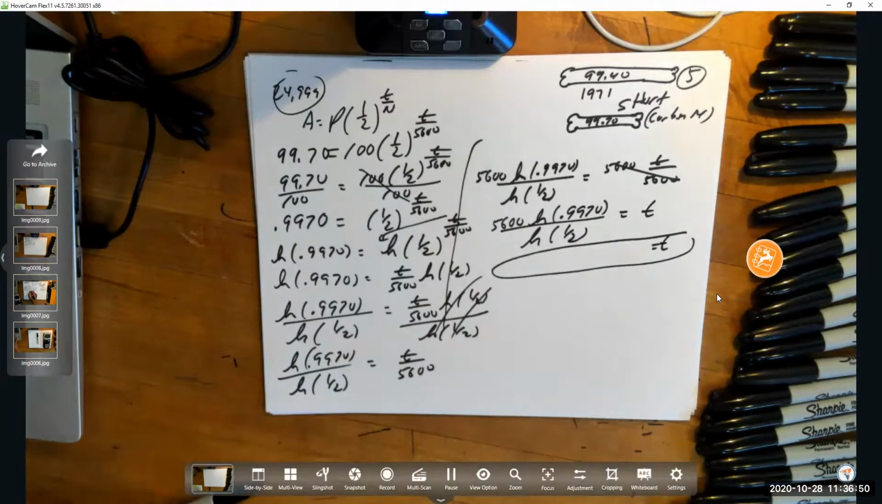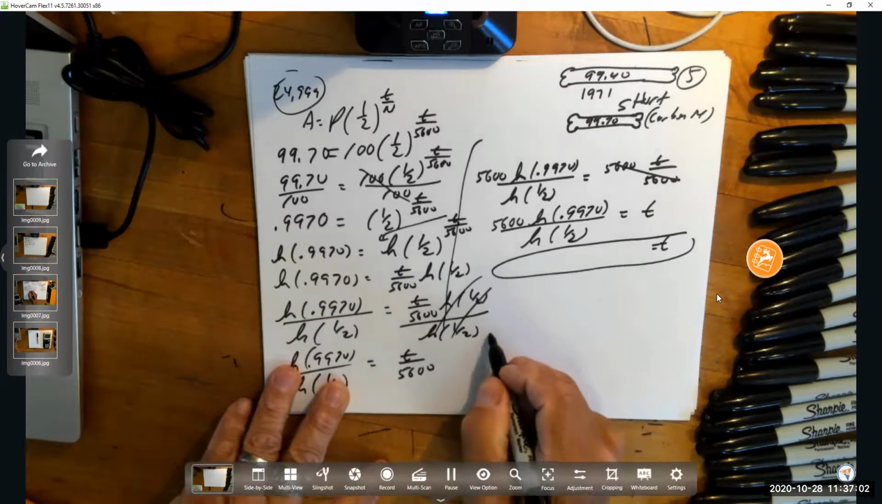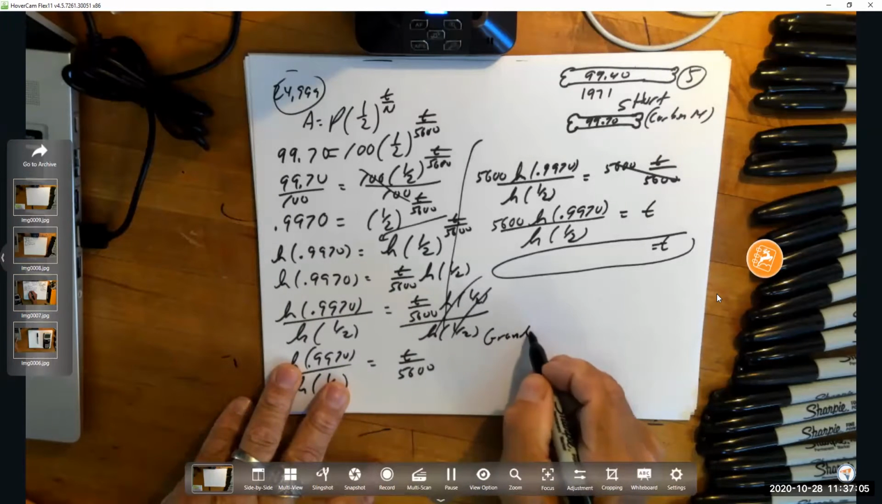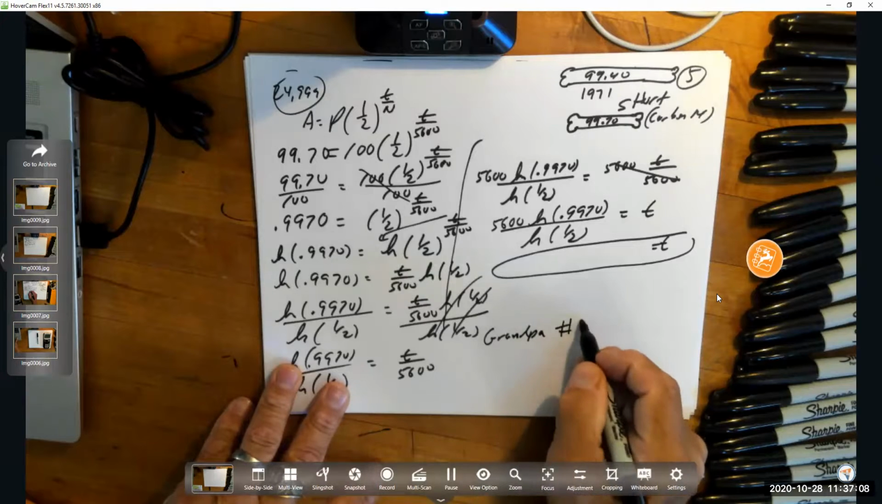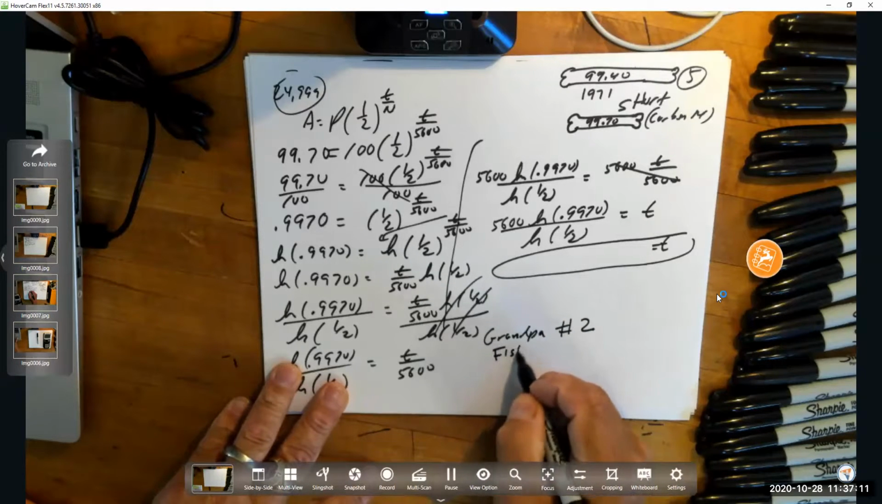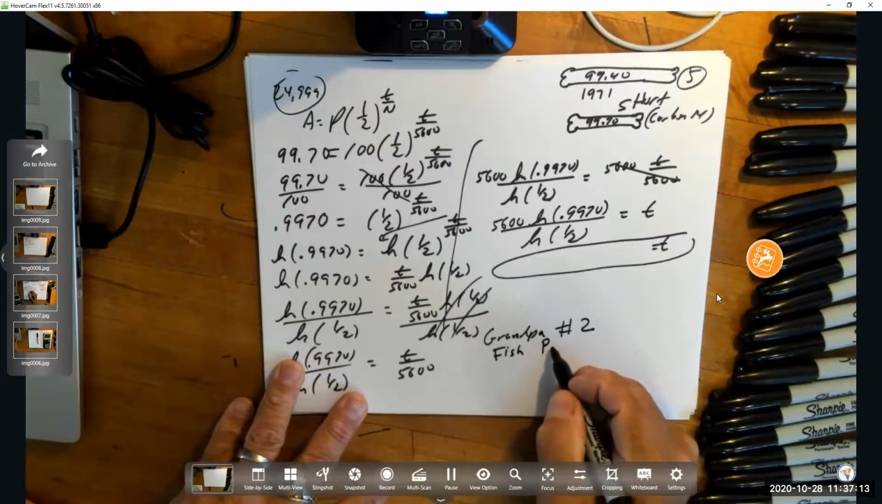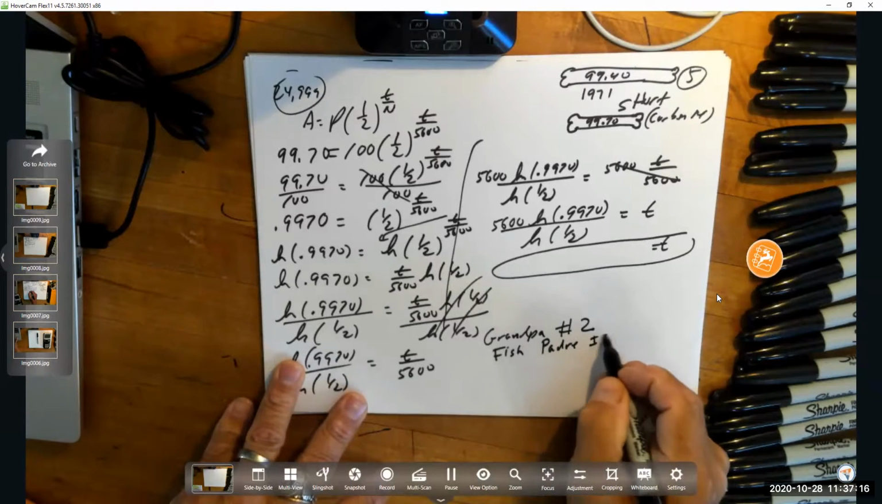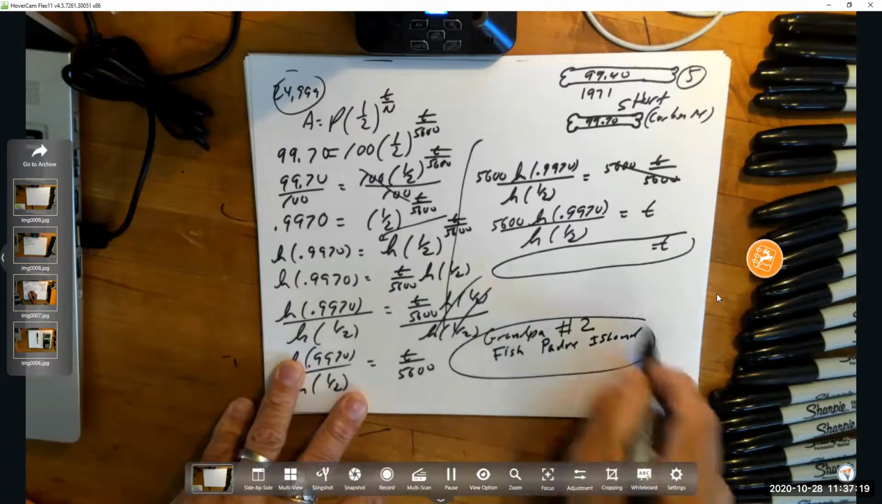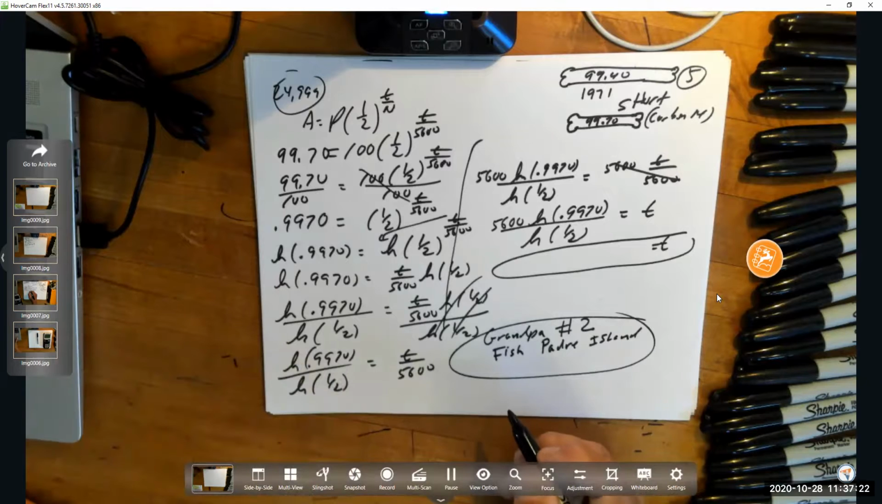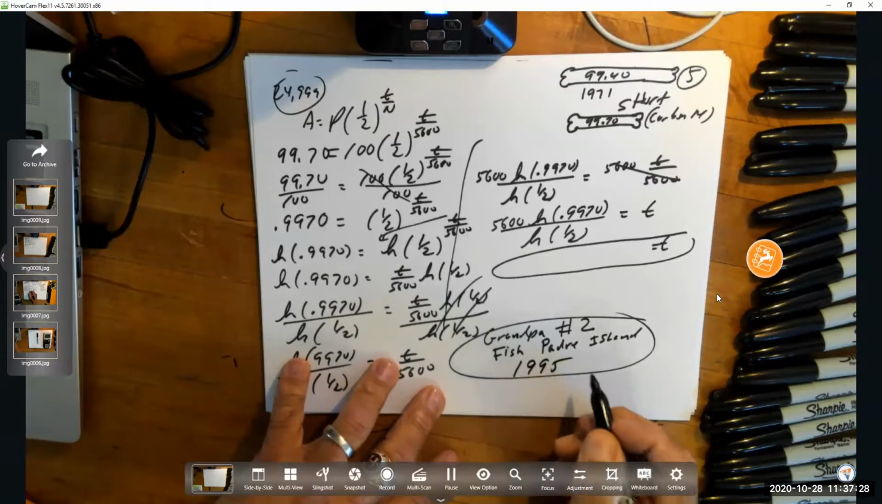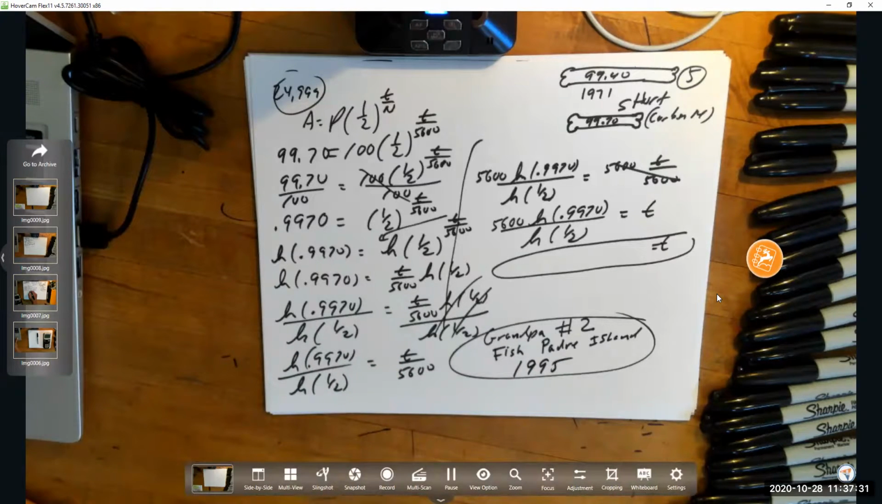Hang on a second. So 0.9970. I'm going to do T of this one here. Let me write the story down here. Grandpa number 2 went fishing in Padre Island, and he disappeared. He didn't come back. When did he go over there? I think it was in the 1990s. In 1995 he disappeared and never came back. They never could find him. I guess he drowned in the ocean or something.